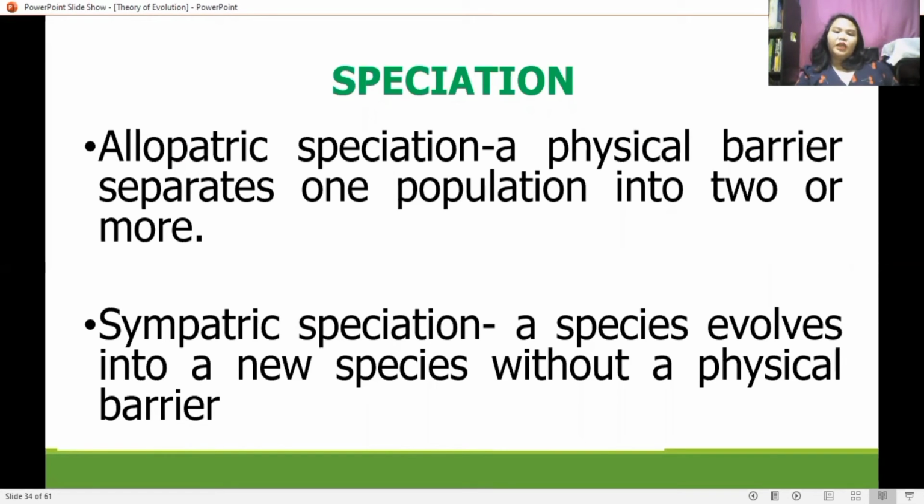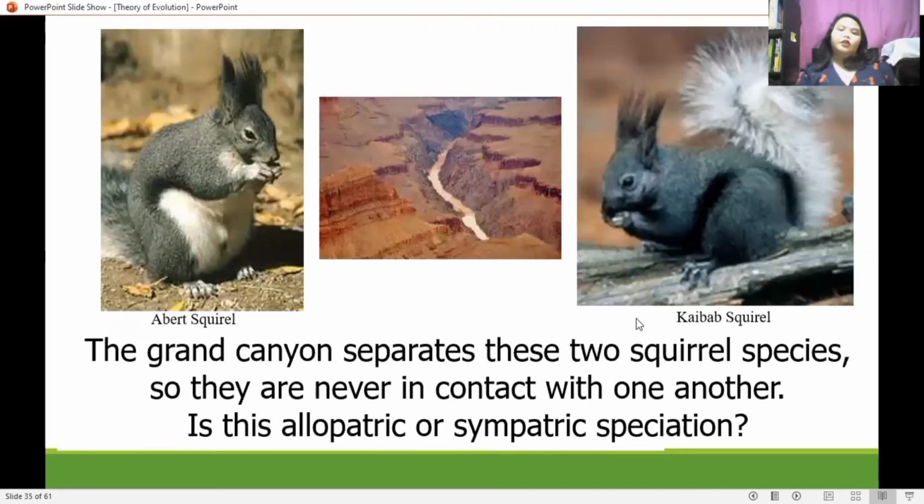Next, we have here the speciation. Allopatric speciation is when a physical barrier separates one population into two or more. Then sympatric speciation is when a species evolves into a new species without a physical barrier. For example, I have here the Abert squirrel and Kaibab squirrel, separated by the Grand Canyon. They are both squirrels. And what type of speciation is this one? Since there is a barrier, then this one is allopatric, meaning to say it produces two species because of the barrier.